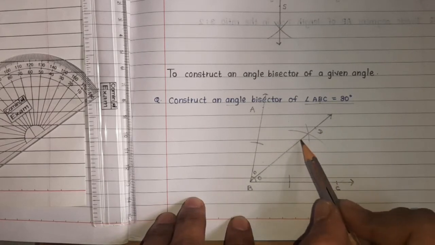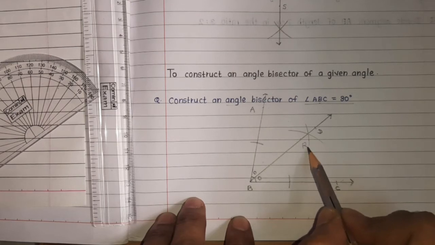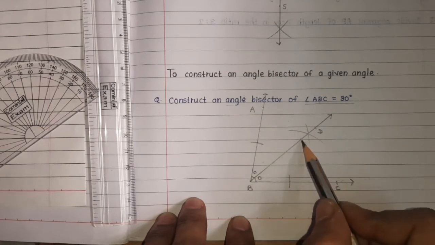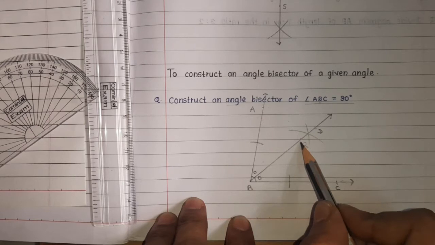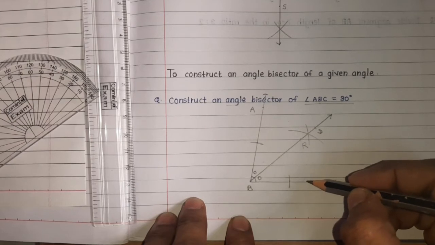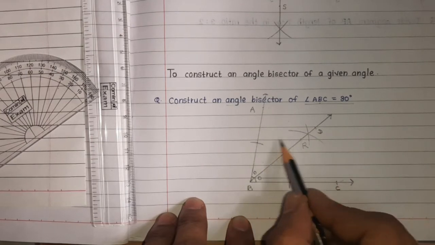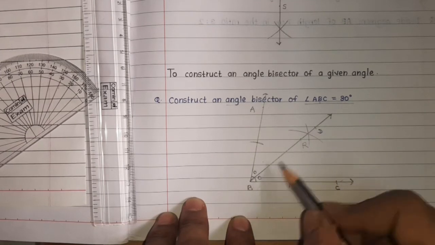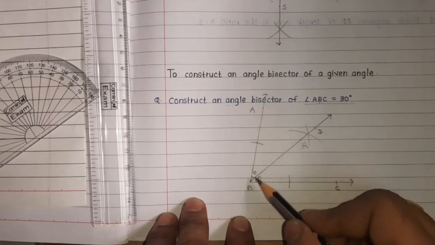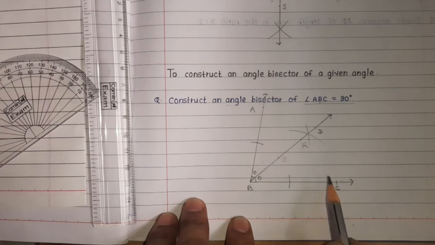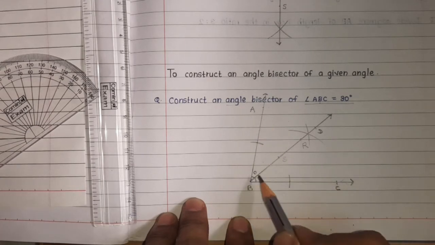Now suppose we take any point. Suppose we take here point R, which is on the angle bisector. Now if we measure the length of this point R from the ray BC, that means if we draw the perpendicular like this, this perpendicular distance will be the same on both sides. That means every point on an angle bisector is equidistant from the sides of that angle. Got it? If I take here point S, then the distance of point S from BC and the distance of point S from AB will be the same.